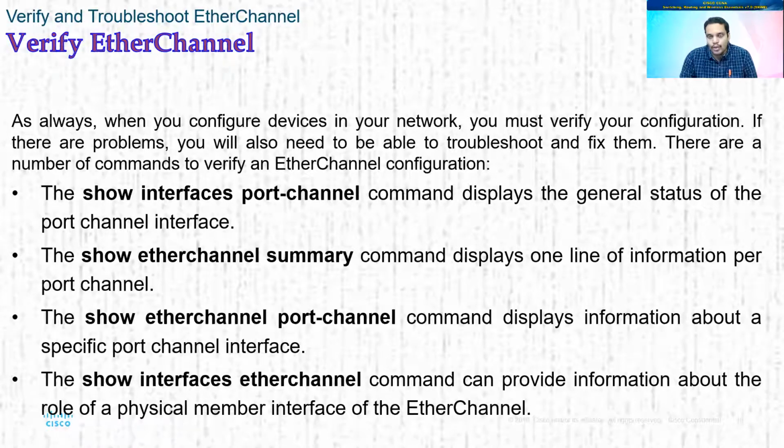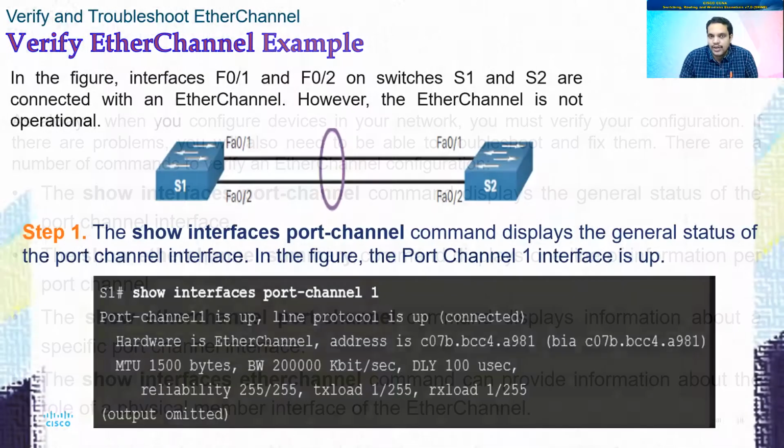I will show you samples of the output for each one of the show commands in detail. The different show commands that we can use are show interfaces port channel, show Ether channel summary, show Ether channel port channel, and show interfaces Ether channel. Now let me show each one in detail.